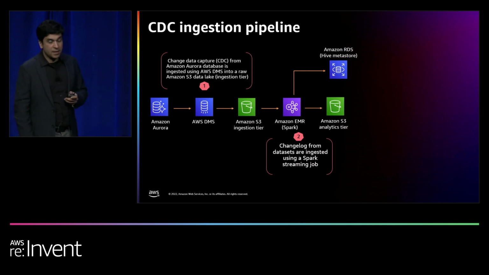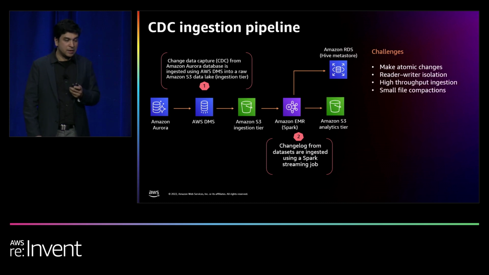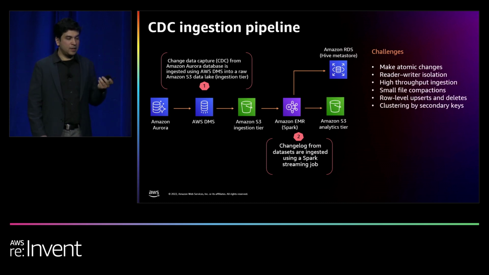CDC ingestion pipelines have a similar problem, where you can have an RDBMS sending you events. DMS, Database Migration Service, is a great service to read those CDC events and then stage them into S3 storage. That's your first tier, which is your raw data. And then there is usually a tier of Spark streaming, which will read that raw data continuously and merge it into an analytics tier, which is often a denormalized table, and then will sync your Glue catalog or your Hive metastore as well.